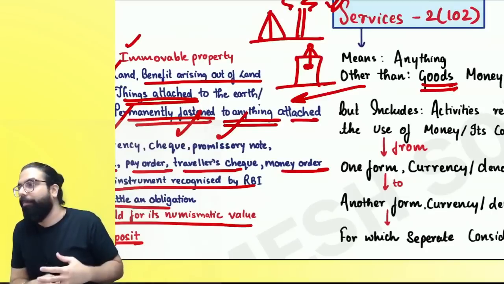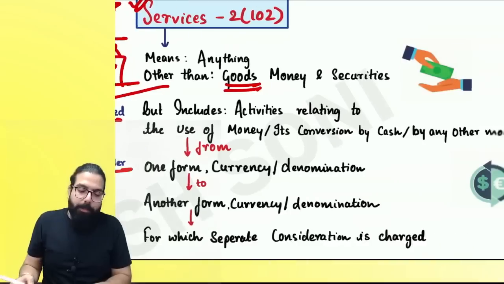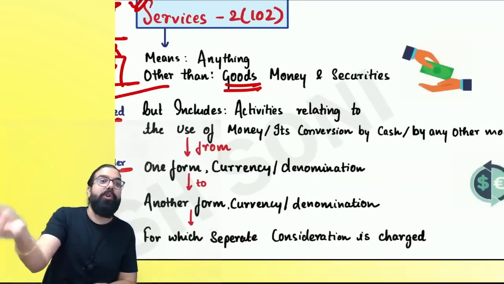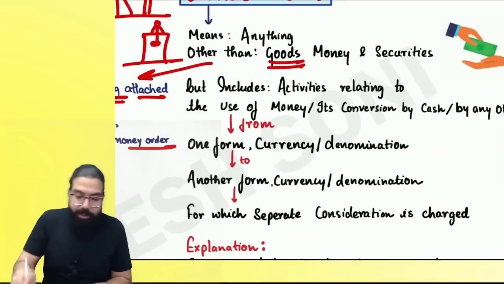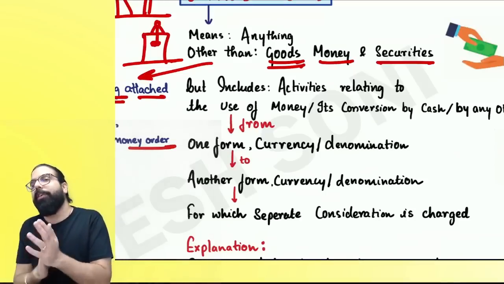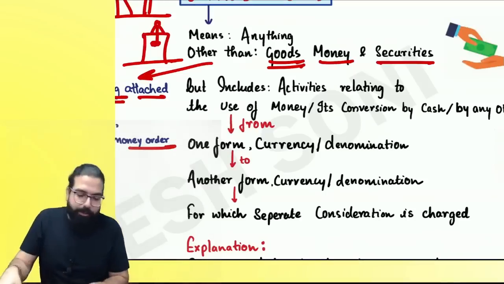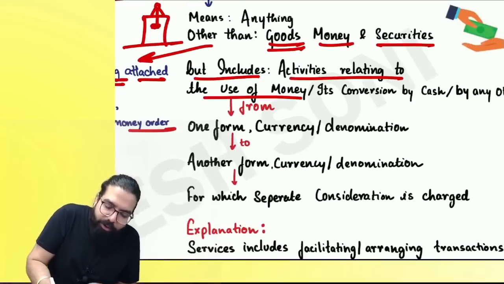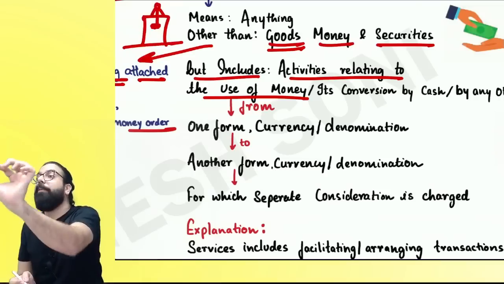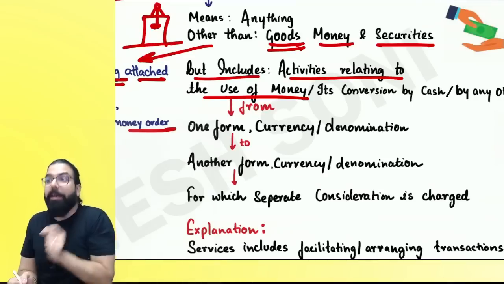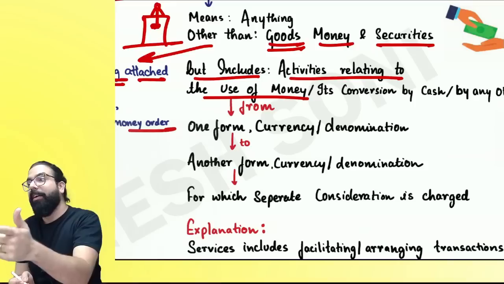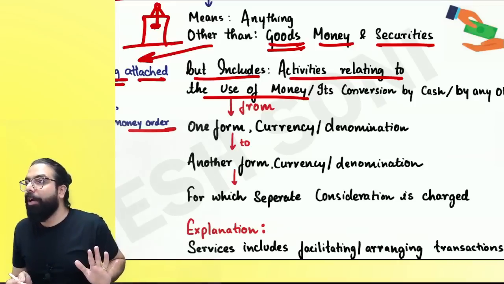Can we go ahead, everyone? Immovable property is not goods. Anything other than goods means immovable property falls in the definition of service. Services means anything other than goods, money, and securities, so money and securities are neither goods nor service. Then it says activities relating to use of money. I give you money; money is neither goods nor service. The activity of giving you money to use and receiving interest from you is a service activity. Can we go ahead, everyone?